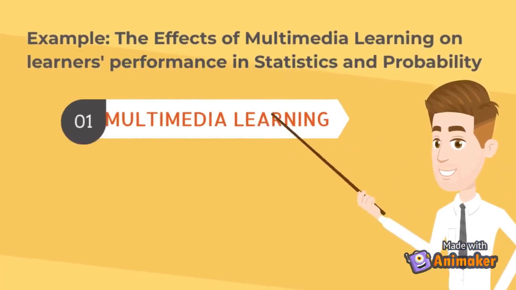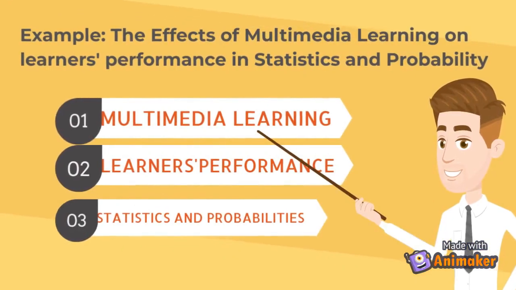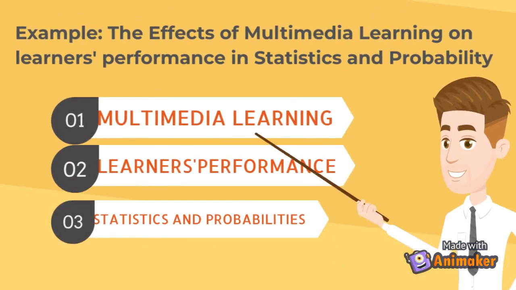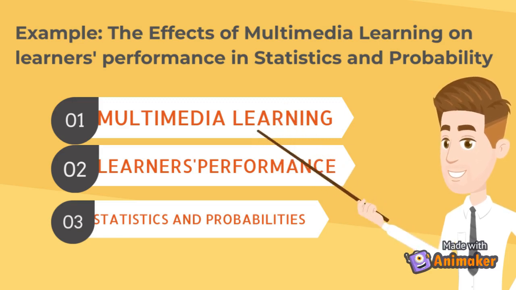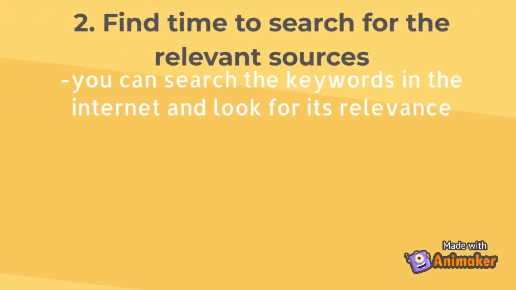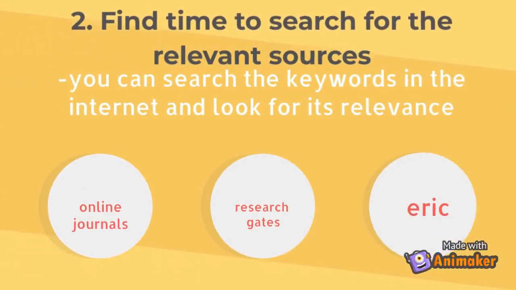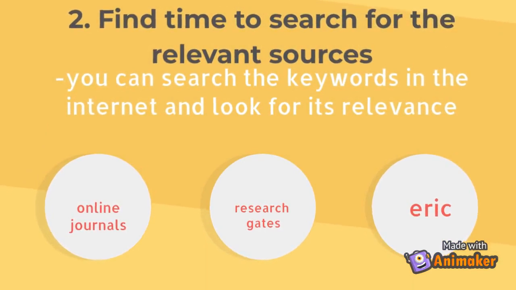Example, the effects of multimedia learning on learners' performance in statistics and probability. So we have the keywords: multimedia learning, learners' performance, statistics and probabilities. Second, find time to search for the relevant sources.